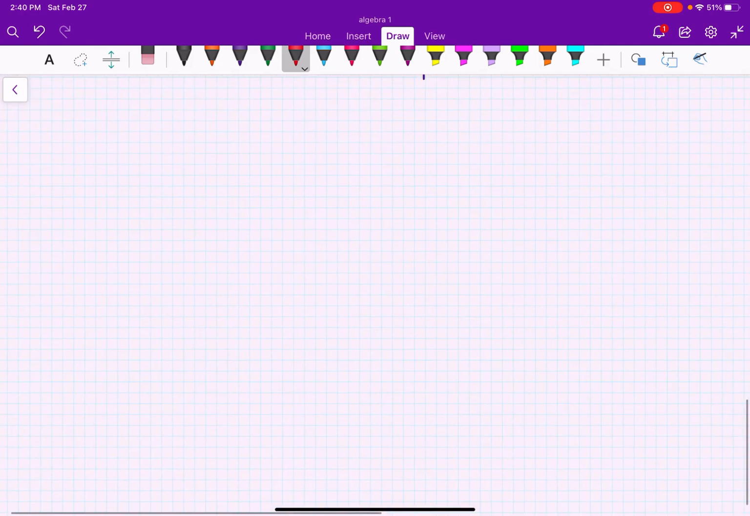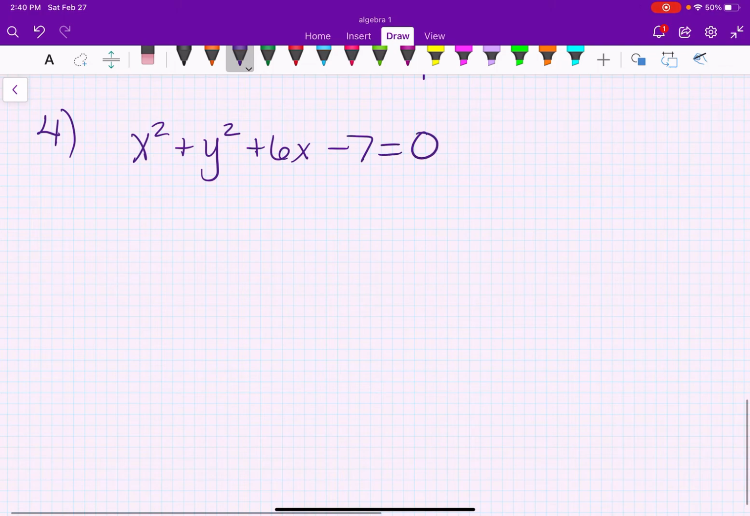Number 4 looks like this. x squared plus y squared plus 6x minus 7 equals 0. I immediately know this is a circle because I have an x squared and a y squared, and they have the same coefficient in front of them. They both have a 1 in front of them. As long as their coefficient is exactly the same, they both are positive, and they both have a 1. But it's not in the form that I can graph.